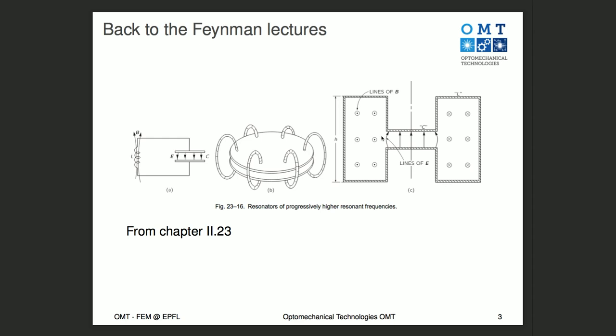And this should be expected from Maxwell's equations, because as you know, if you have some electric field that oscillates at quite a high frequency, then the oscillations of the electric field create magnetic fields, and then again the magnetic fields create electric fields.